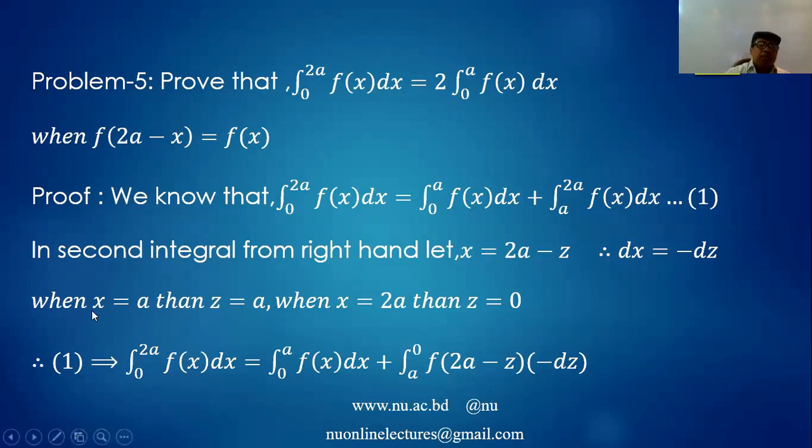Then change the limits: when x equals a, z is equal to a, and when x equals twice a, z equals 0. So the integral of f of x dx equals integration 0 to a f of x dx plus integration a to 0 of f of twice a minus z times minus dz.